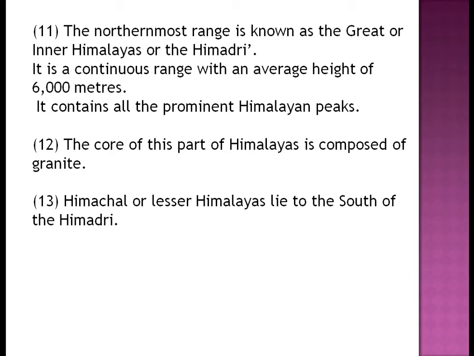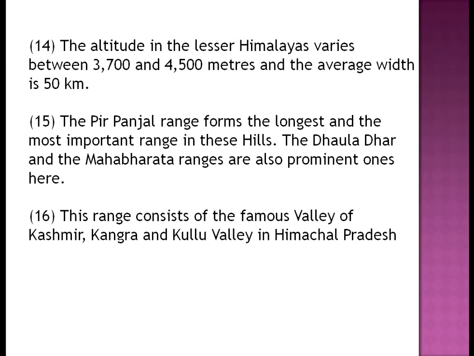Himachal, also called the Lesser Himalaya, lies to the south of Himadri. The first range is Himadri, the second is Himachal, and the last one is Shivalik. The altitude in the Lesser Himalaya, that means Himachal, varies between 3,700 and 4,500 meters, and the average breadth is 50 kilometers. The Pir Panjal range is the longest and most important, and the Dhauladhar and the Mahabharata ranges are also prominent here. The range consists of the famous valleys of Kashmir, Kangra, and Kullu in Himachal Pradesh.